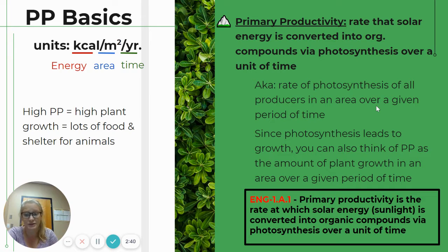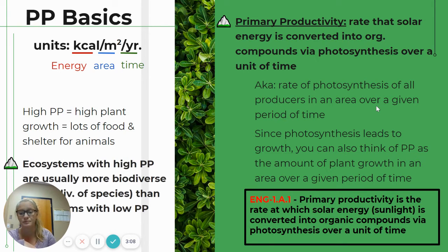A high productivity means high plant growth, which means lots of food and shelter for animals. The taller the tree can grow, the more branches there are, the more places there are for the birds to live, the more food there is to eat off of the ground, the more fruit that something can produce, the more available to all the other organisms that use that plant. So a high primary productivity means that there's lots of plant growth, which means lots of resources for other animals.